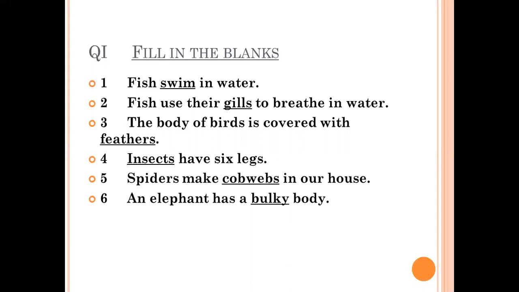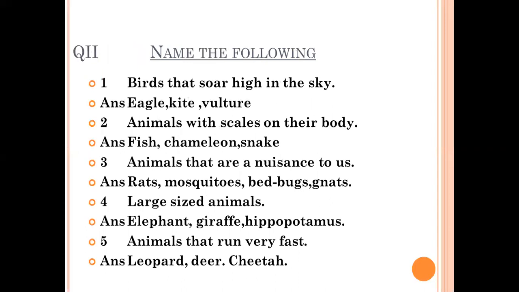Fifth one, spiders make cobwebs in our house. So you will underline cobwebs. An elephant has a bulky body. So you will underline the word bulky. So underline the words neatly: swim, gills, feathers, insects, cobwebs, bulky. And you will leave one finger space between your words. See that your work is very neat. We go to the next question.